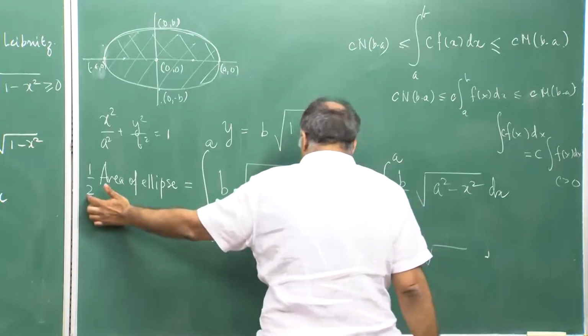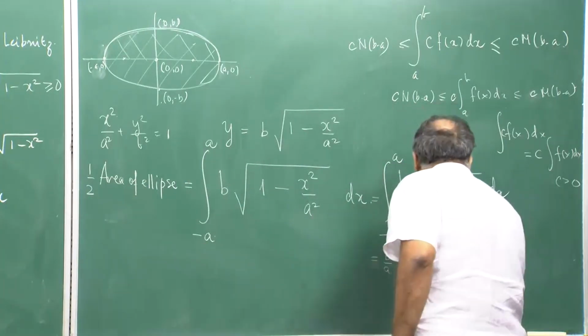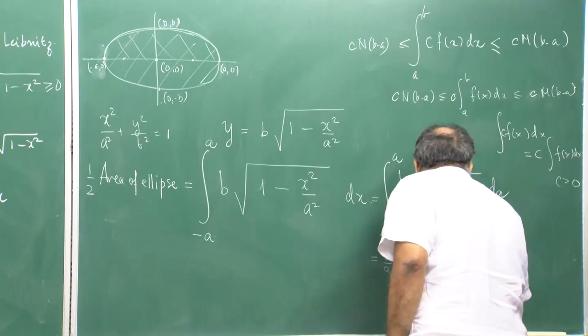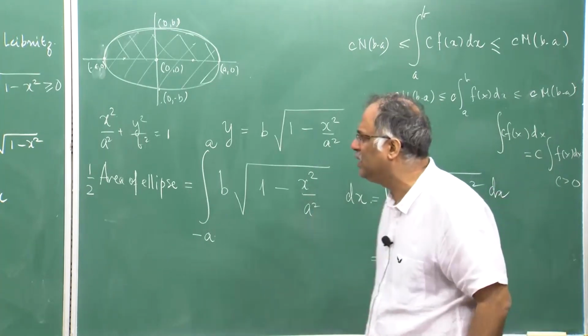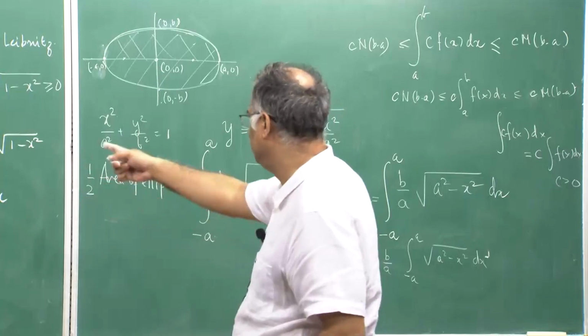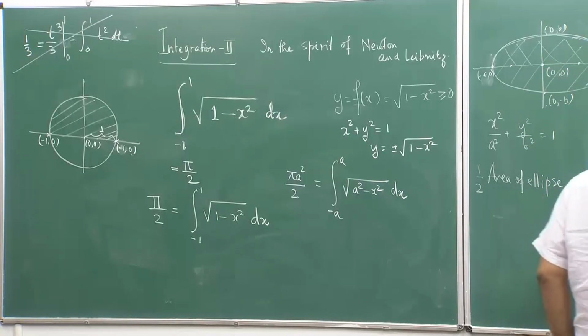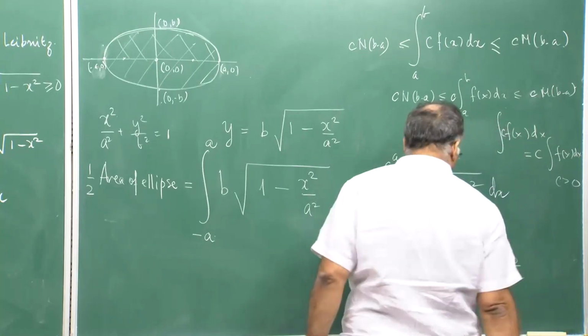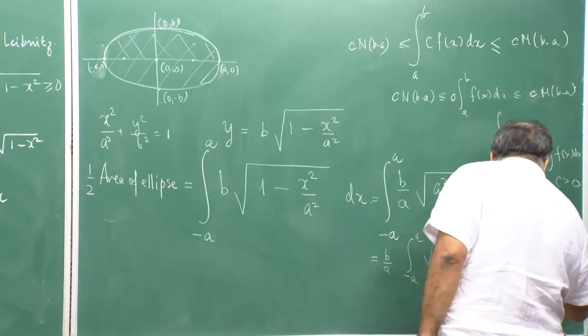So please note this. This is nothing but the integral from minus a to a of root of a square minus x square dx, and that is what we have already evaluated, pi a square by 2. So the answer here is b by a into pi a square by 2.